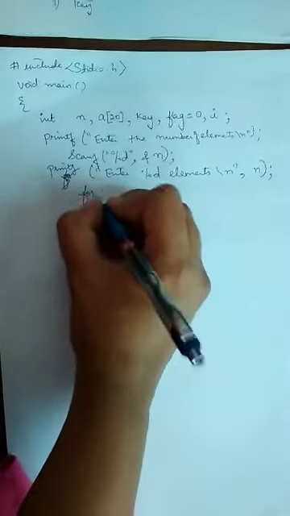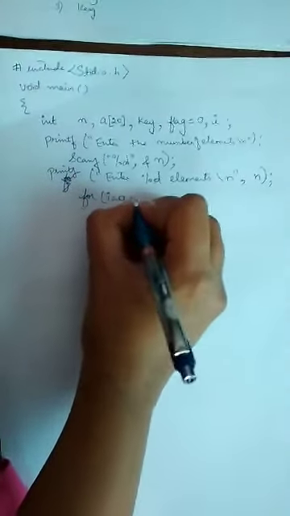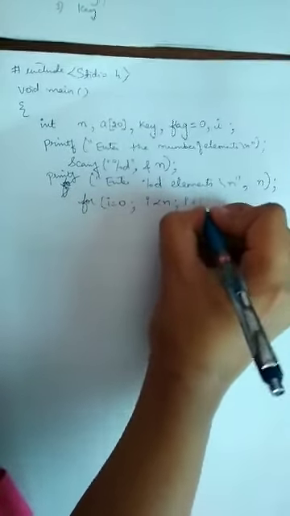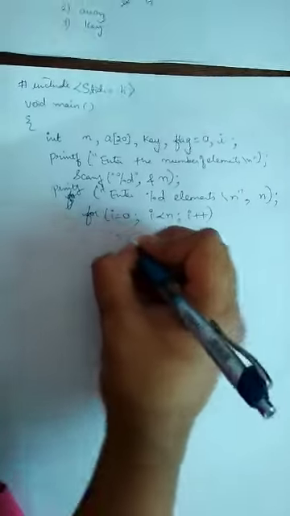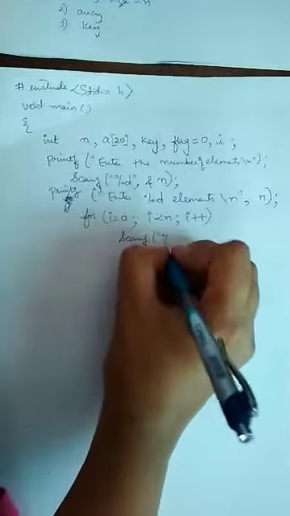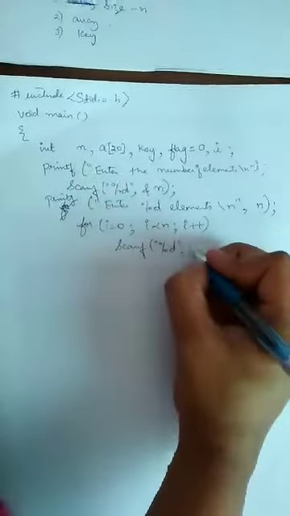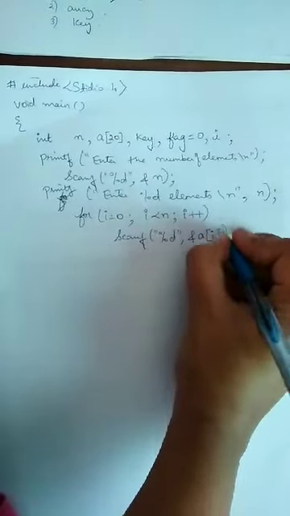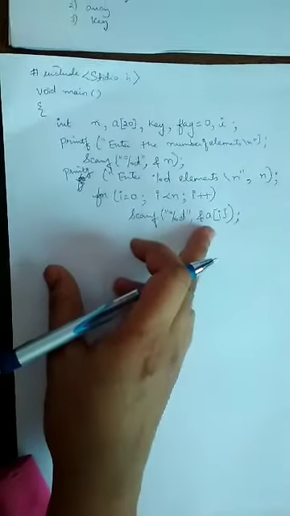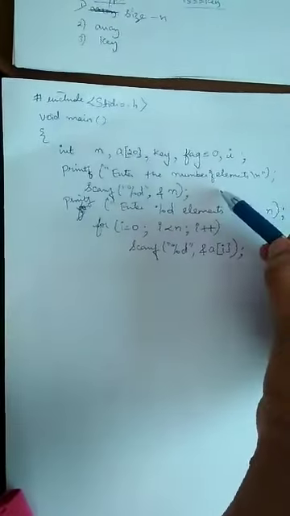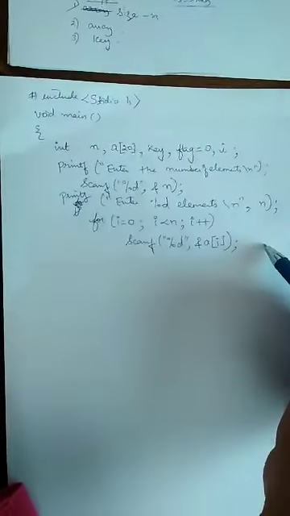So I can make use of a for loop here. I is initialized to 0 till I is less than n, I plus plus. What are we supposed to do? scanf %d. How to read the array elements? I have to write ampersand a of I, right? By doing this, we are going to read all our array elements. So now we have got the size and the array elements.